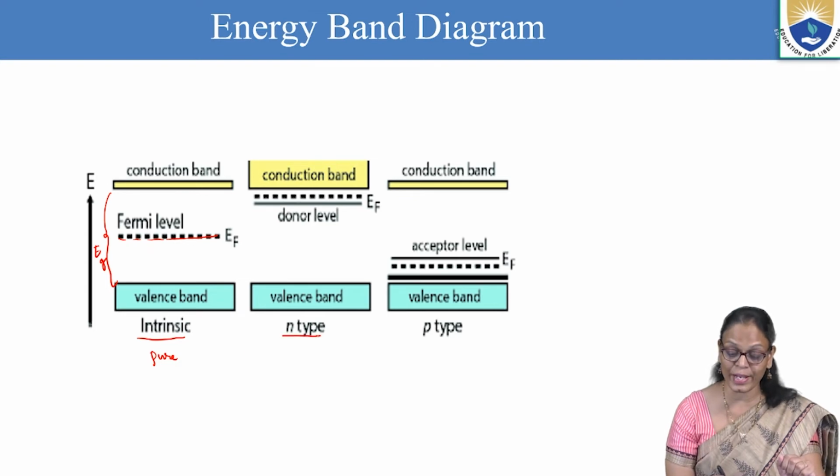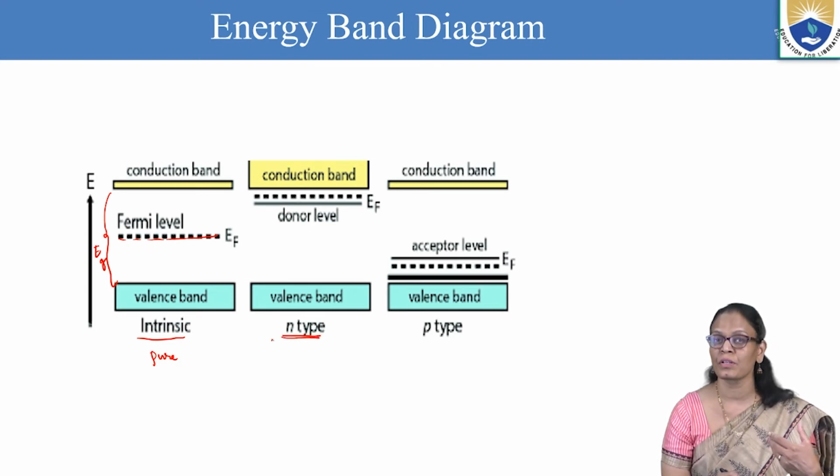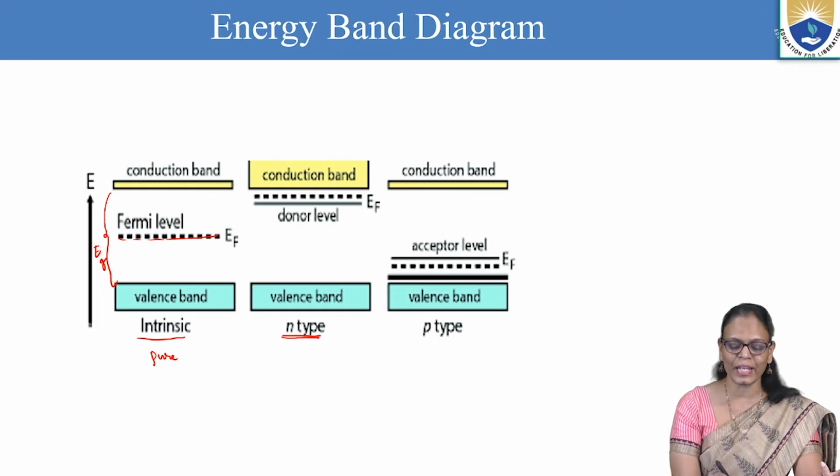Now when it comes to N type, when we are adding a pentavalent impurity, there is a donor level that is formed, Ed. Ed is the donor level and the Fermi level lies very close to the conduction band.